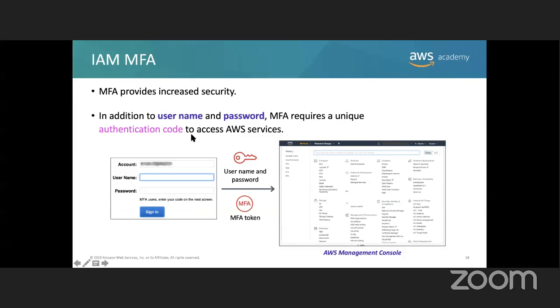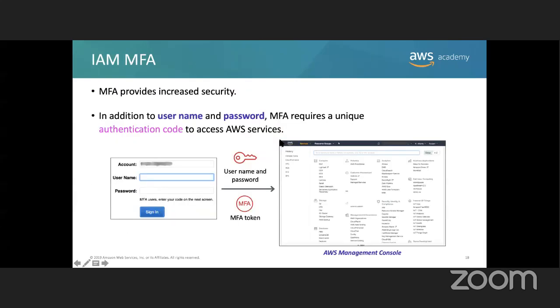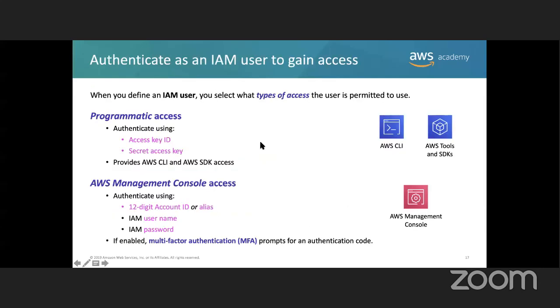Good. So we continue. Authorization: what actions are permitted? That's using IAM. After the user or application is connected to the AWS account, what are they allowed to do? You can have a user that has full access or read only.